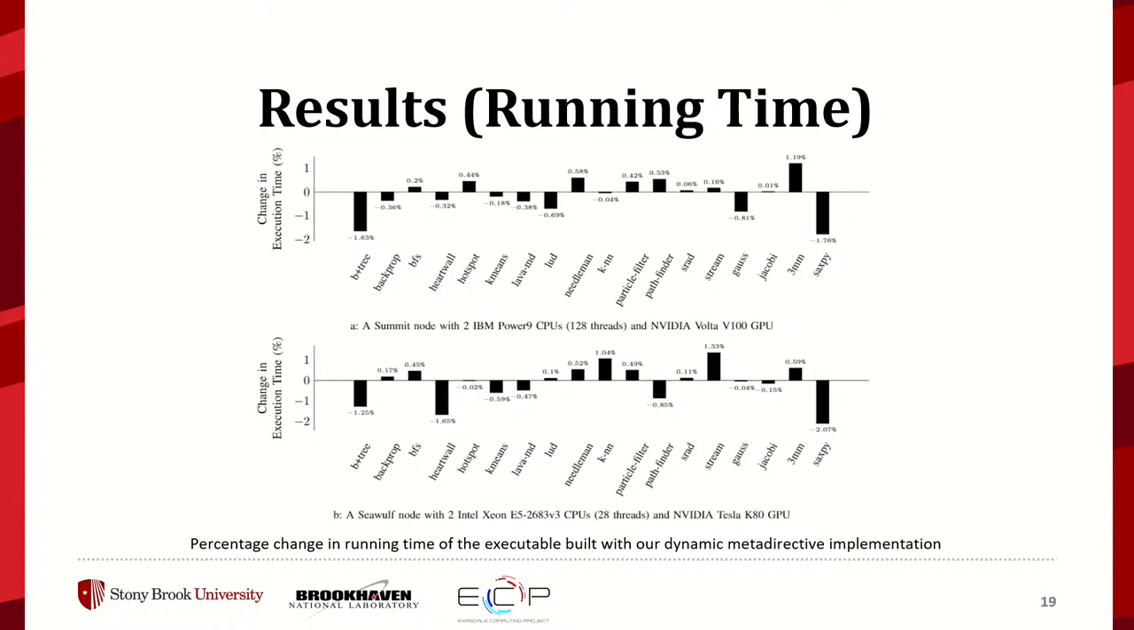On Summit, the maximum difference of the time is 1.76% in the Saxpy application, whose runtime changed from 1.705 seconds to 1.675 seconds. Whereas on Seawolf, the maximum change is 2.07% for the same application, where the runtime reduced from 24.443 seconds to 23.937 seconds. Looking at this result, we can conveniently conclude that there is very minimal to no runtime overhead added to the application due to our dynamic metadirective.